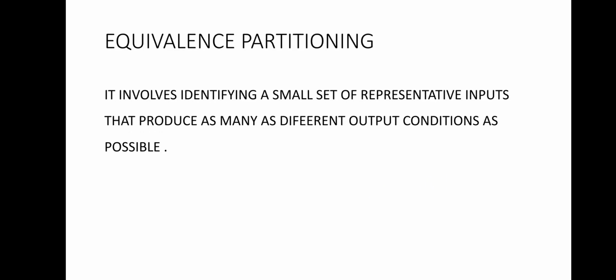Next is equivalence partitioning. Basically, it is a software testing technique that involves identifying a small set of representative input values that produce as many different output conditions as possible. It reduces the number of permutations and combinations of input-output values used for testing, thereby increasing the coverage and reducing the effort involved in testing. So when we have a set of input values that will generate one single expected output, this set is known as a partition. And when the behavior of the software is the same for a set of values, then this set is termed as an equivalence class or partition.